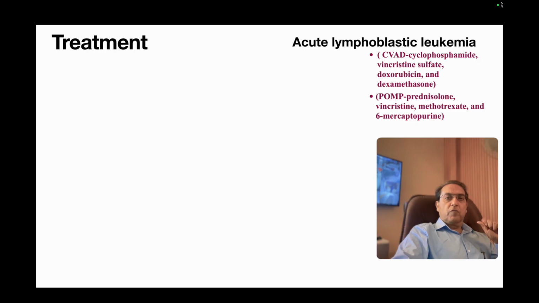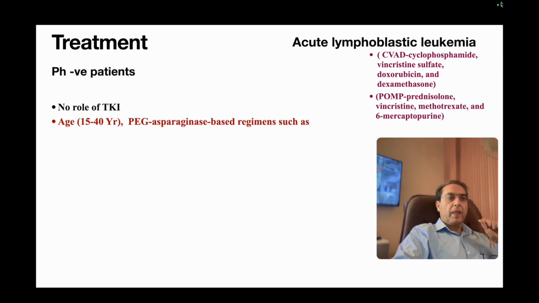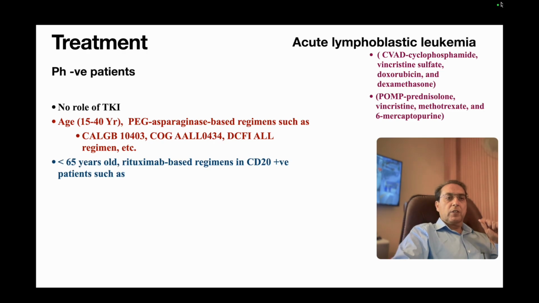Now, for patients with acute lymphoblastic leukemia who are Philadelphia negative, tyrosine kinase inhibitors have no role. In patients who are 15 to 40 years, PEG asparaginase-based regimens such as CALGB 10403 or similar combination regimens can be used. In patients who are less than 65 years old, rituximab-based regimens in CD20 positive patients, such as GRAALL 2005 or CALGB 8811, and hyper-CVAD can be used.